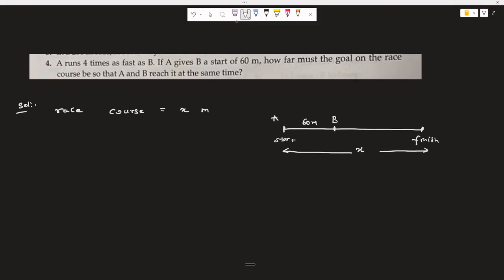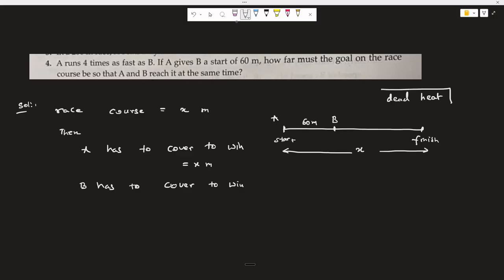Entire race course was X meters. Then A has to cover X meters to win, right? B has to cover, actually here the factor they are saying is both players should reach the finishing point at the same time. So it is a problem of dead heat.